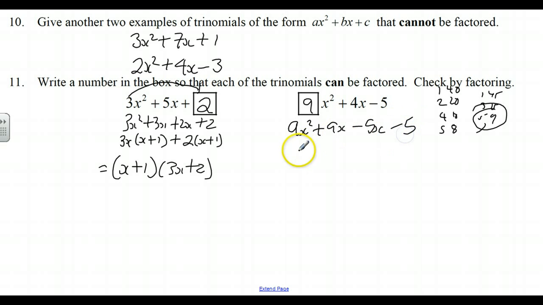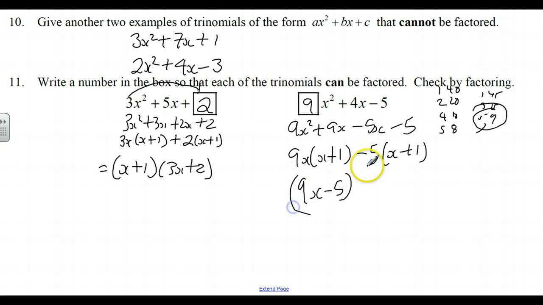And then we've got the minus 5. So 9x, giving me x plus 1, minus 5, and that's going to change the signs, right? And we need these to be the same. So minus 5x minus 5, you check it out. And we get 9x minus 5, and x plus 1 equals.